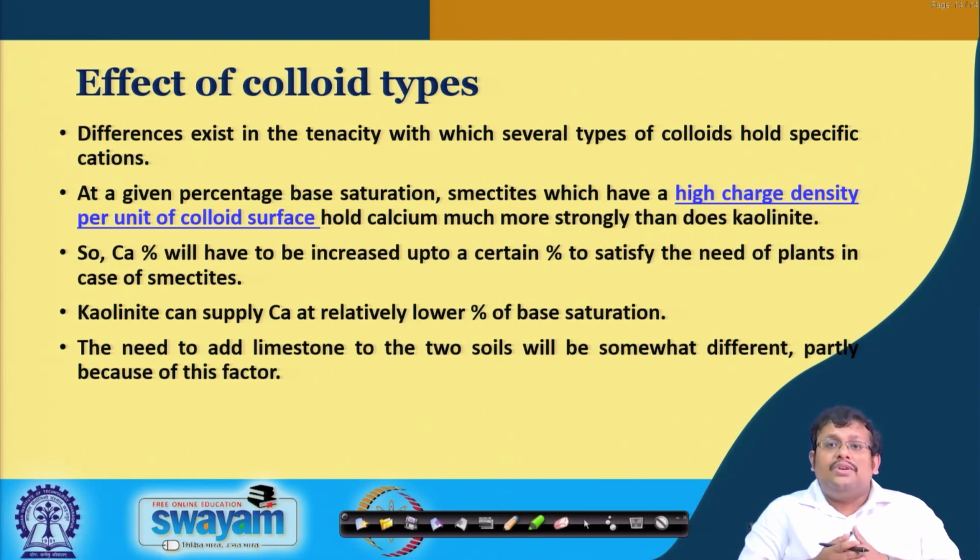When we add limestone, we add it basically to reclaim the soil acidity. So, in case of smectite soil, we need to apply more lime than that of kaolinite, because in case of smectite the attraction for the calcium ion is more than that of kaolinite.